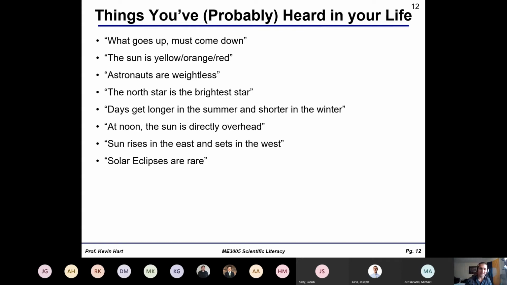The North Star is the brightest star. No, okay? It's the 49th brightest star. It's not even in the top 10. It's not even in the top 40, right? It's the 49th.